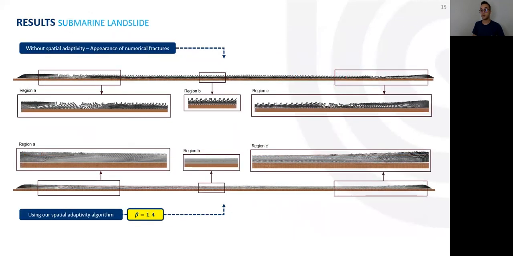Here we have the complete slide when we do not use the adaptive scheme, and we highlighted 3 regions that presented various numerical fractures to compare with when we used our algorithm. So you can see that regions A, B, and C are completely different from the ones without the spatial adaptivity.